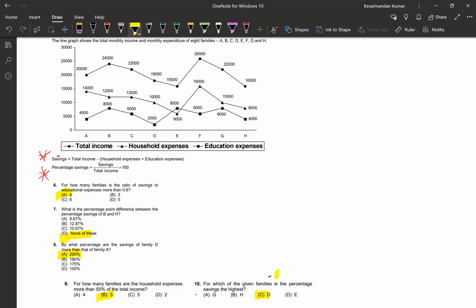Manindra, did you understand what mistake you made in the 10th part? Yes, Kesari. It's not about the absolute number, it's about the percentage. Yeah, that's why I was checking which one has more savings, so I got it wrong over there. Yes, that's what I thought. Okay, so everybody clear with this set? Let's move to the next one then.